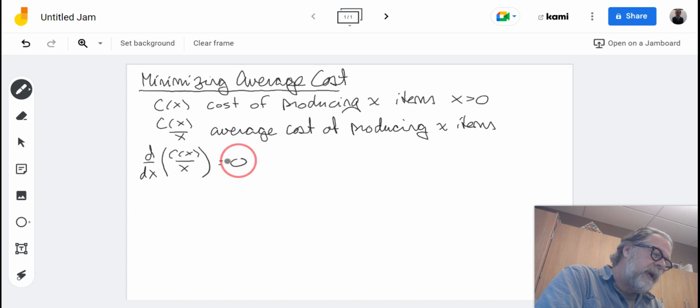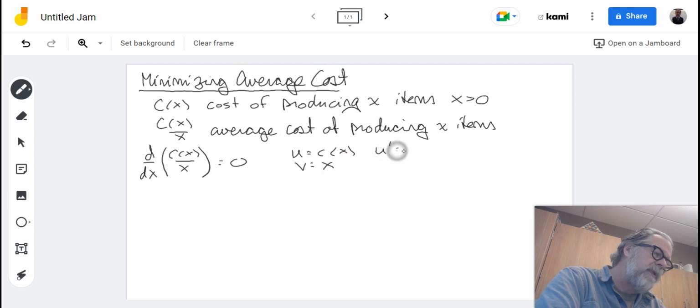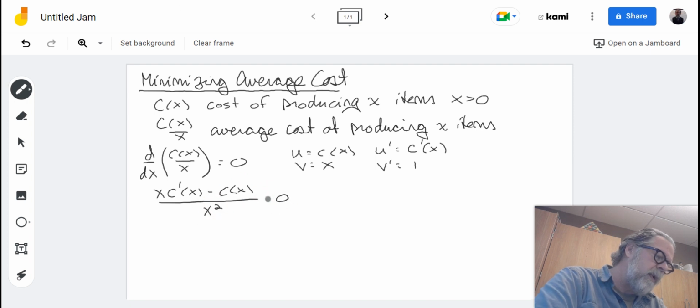And we're going to set that derivative equal to 0 to see if there are any critical points. So using the quotient rule, remember u is equal to c of x, v is equal to x, which means that the derivative of u is just the marginal cost and the derivative of v is 1. So the quotient rule says v du, x times c prime of x, minus u dv, c of x, divided by v squared, x squared. I want that equal to 0.